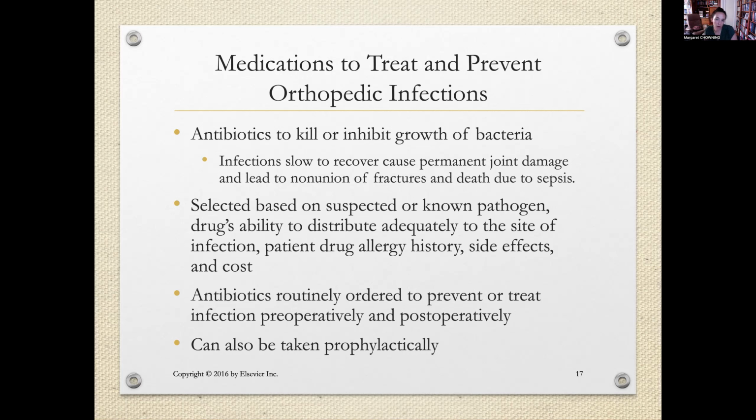Antibiotics routinely ordered to prevent or treat infection preoperatively and postoperatively are called prophylactic. Okay, if you're taking a medication that's prophylactic, you are taking a medication to prevent an infection from happening. Maybe a patient who has recurrent urinary tract infections might be on a prophylactic dose of antibiotics in order to decrease their risk of continuing to get urinary tract infections.